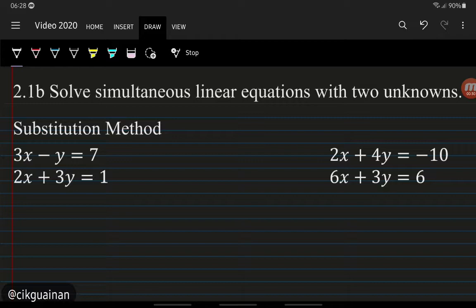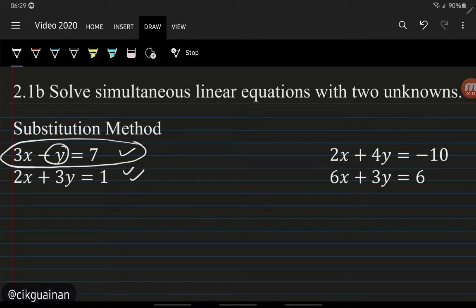So we have the first equation and the second one. The one that I circled is easier to single out. It's easier for us to single out the y, because the y is only 1, minus 1.